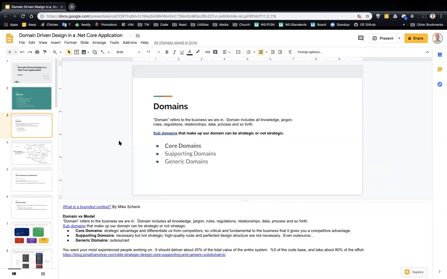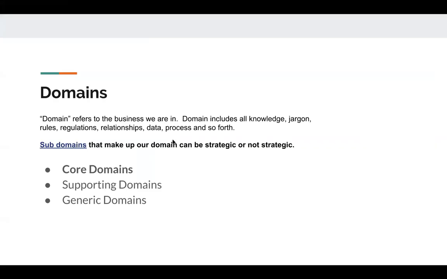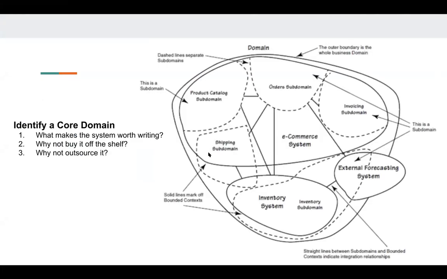Okay, moving forward. How do you identify a core domain? Let's talk about that. So identifying a core domain is what makes up the system worth writing. So these are the questions you ask. Why not buy it off the shelf? Why not outsource it? So here's a good little diagram to show how you might separate your different types of domains within your business. Notice that they're listing here what the subdomains are, how they overlap, how they relate to each other, which ones are core, which ones are not.